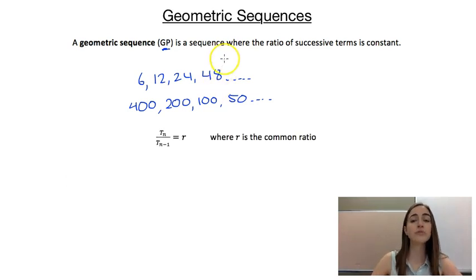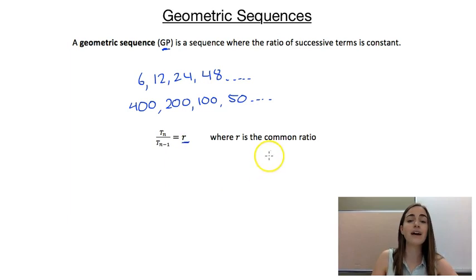So to put that more formally, it's a geometric sequence if we take any term in the sequence, divide it by the term directly before it, and no matter where we do that in the sequence, we're always going to get the same number. That number, we're going to use the letter R, and it stands for our common ratio.